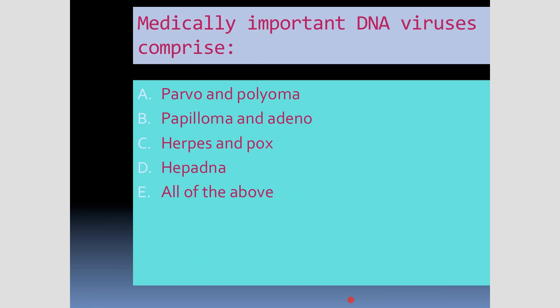Of all the DNA viruses that we've been talking about so far, again, we just want to emphasize the medically important DNA viruses. So this is another question for you. I'm just giving you some of the questions. They are going to come in exams.